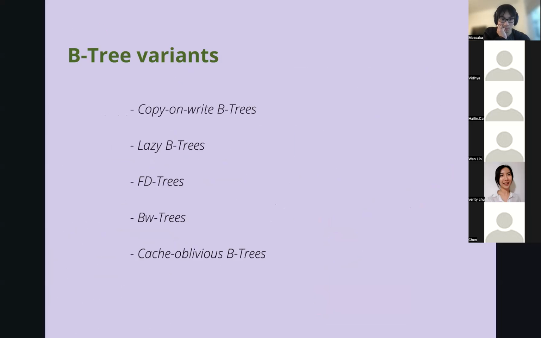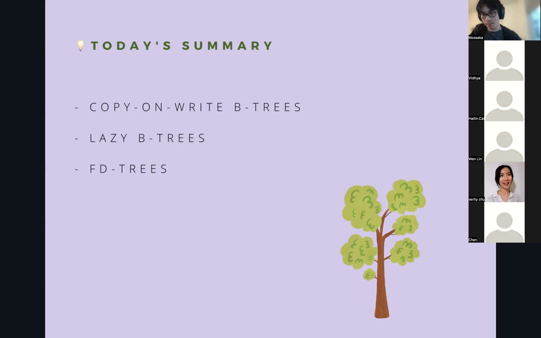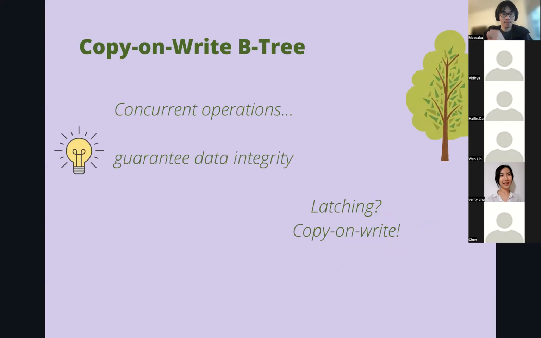So in this chapter 6, what we will cover are 5 different types of B-tree variants, namely copy-on-write B-trees, lazy B-trees, FD trees, Bw-trees, and cache-oblivious B-trees. Next page. And for today, we will be working on 2 to 3 types of B-trees, depending on our time. The first one we'll be covering is copy-on-write B-trees and lazy B-trees, and then FD trees. Next slide, please.